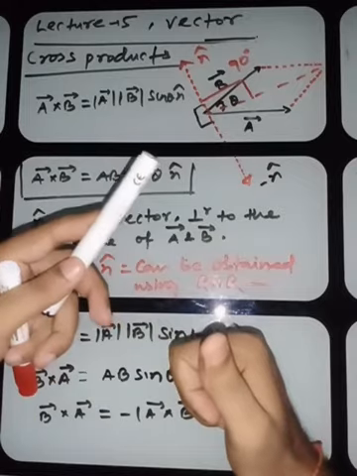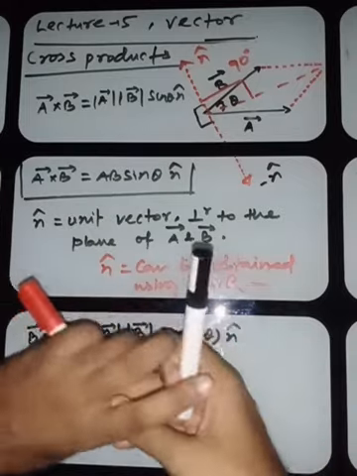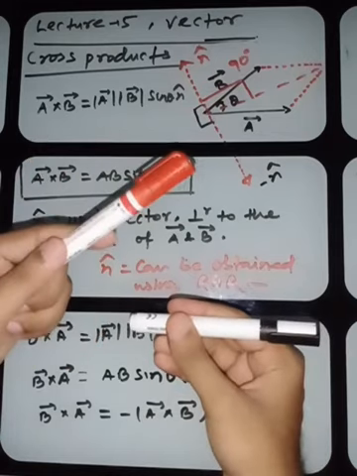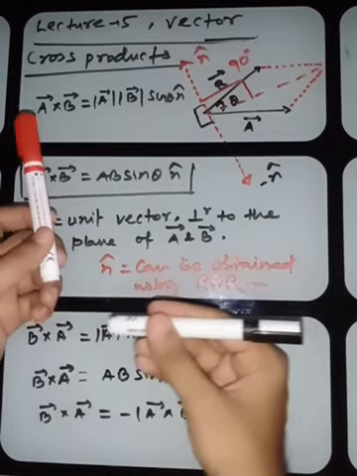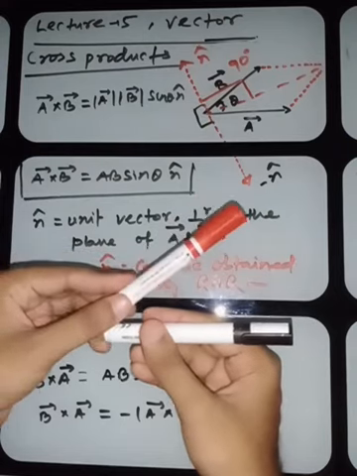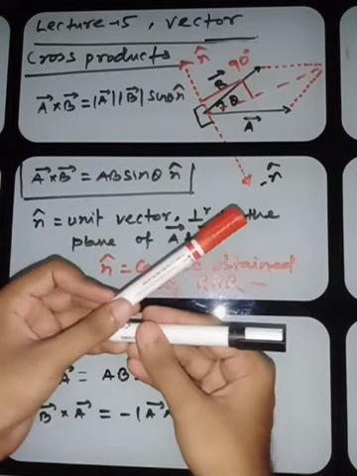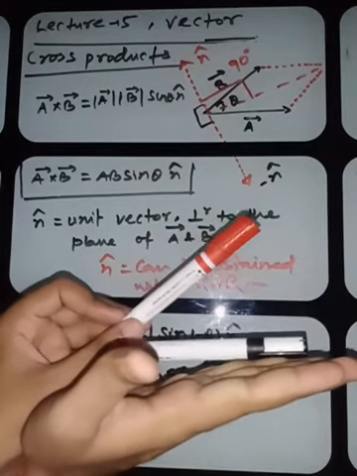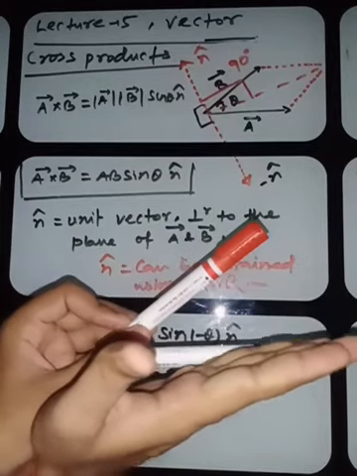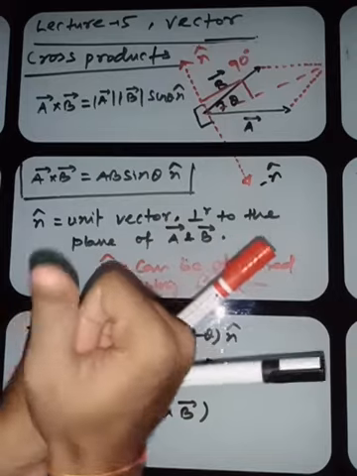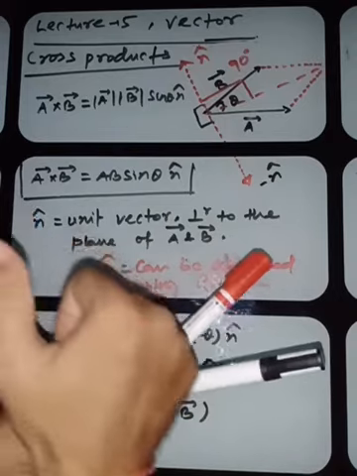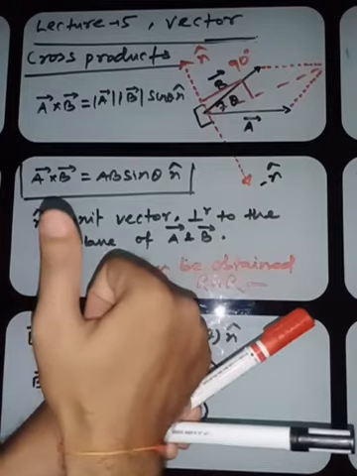Let me show it over here. These are the two vectors. In the diagram, you can see this is the vector A, this is the vector B. If you keep your forefinger in the direction of A and go toward vector B, then you can see the vector n cap is in the upward direction. That's why we took n cap in the upward direction.